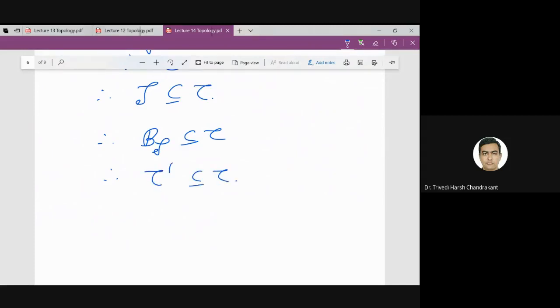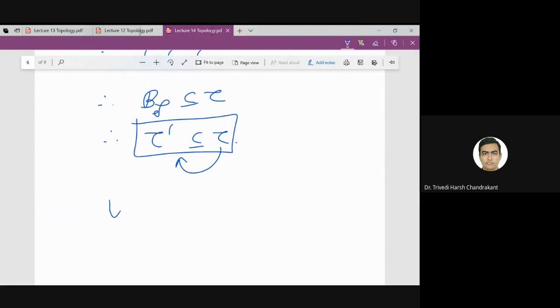So using a similar argument to what we have discussed, we got this result, right? On the other hand, now what do I need to show? I need to show the other way around: tau is a subset of tau dash. So for that, I will compare the basis elements of the product topology. If I can show that U cross V belongs to tau dash, then I am done. So this is what I need to show.